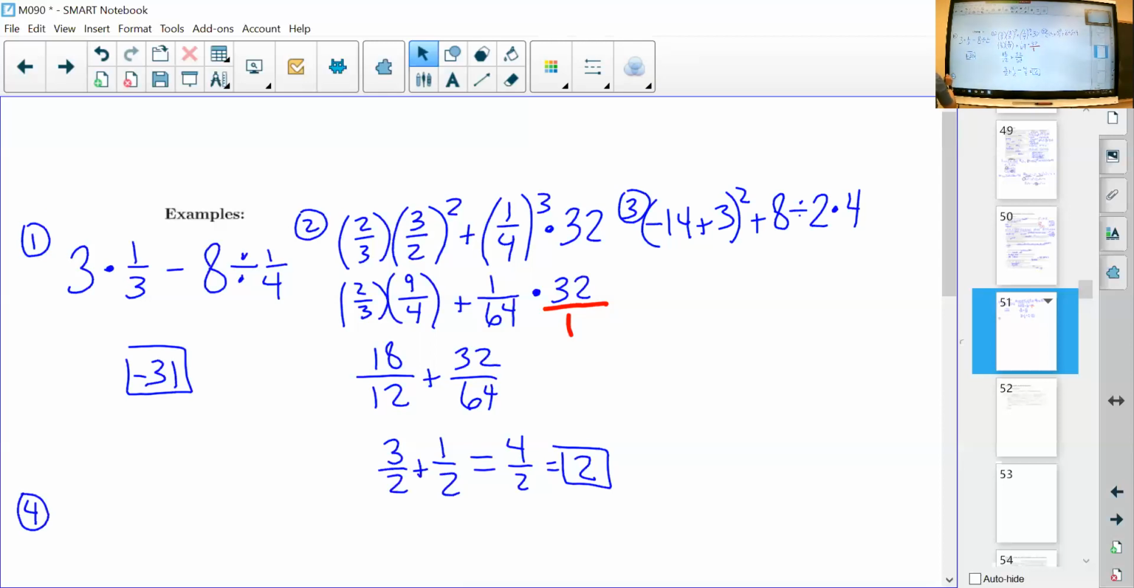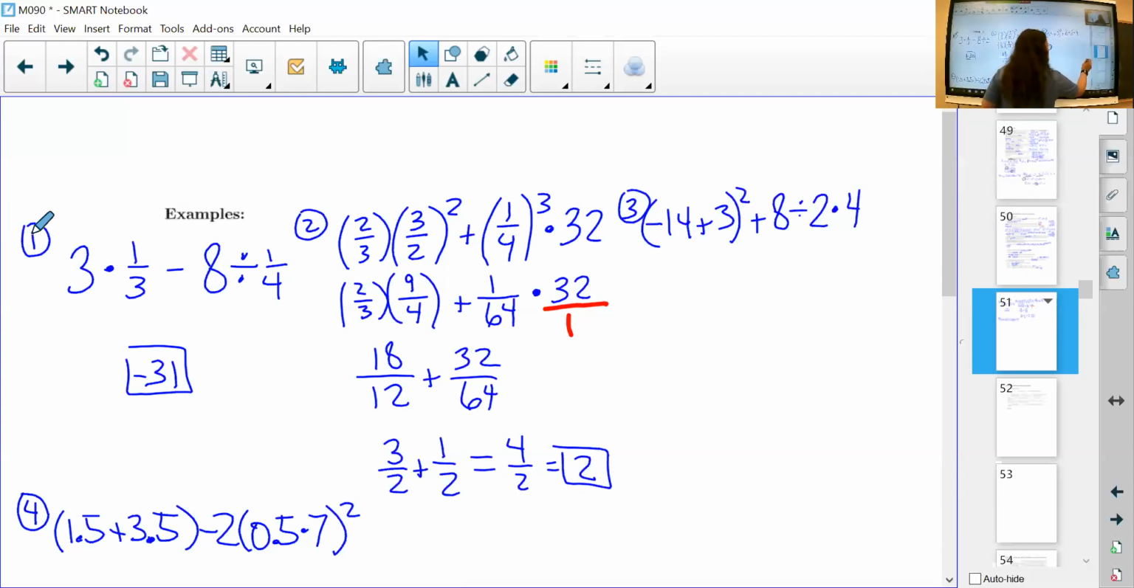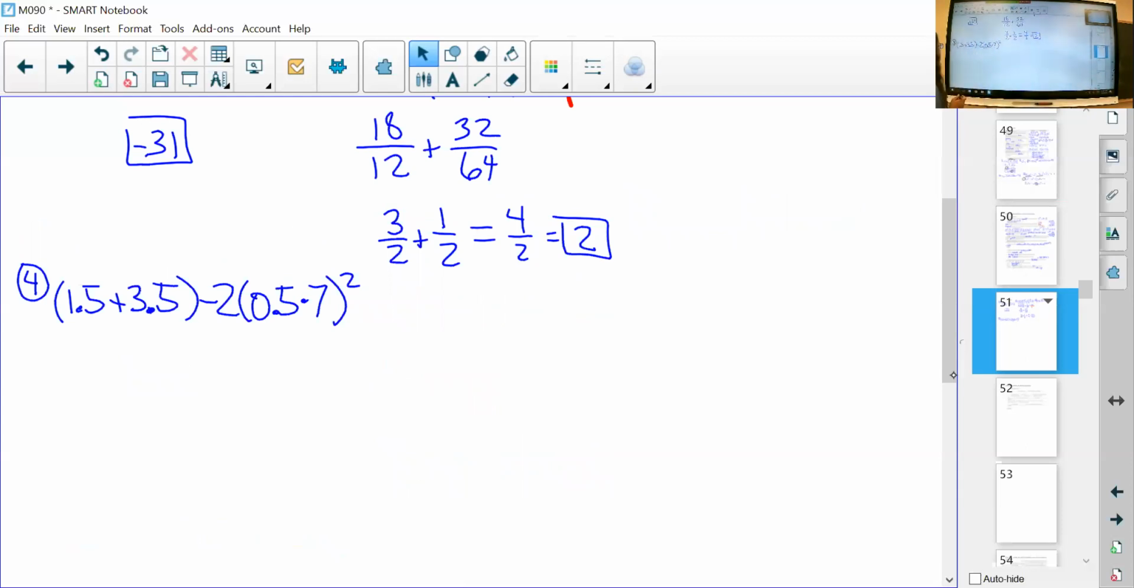Example 4. I have 1.5 plus 3.5 in parentheses minus 2 times 0.5 times 7 squared. Let's go ahead and do this one together. So start with my parentheses. 1.5 plus 3.5 is 5. 0.5 times 7 is 3.5. So I have 5 minus 2 times 3.5 squared.